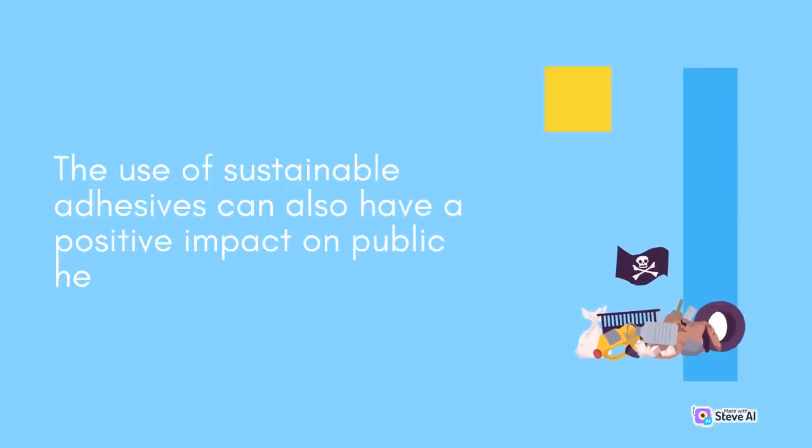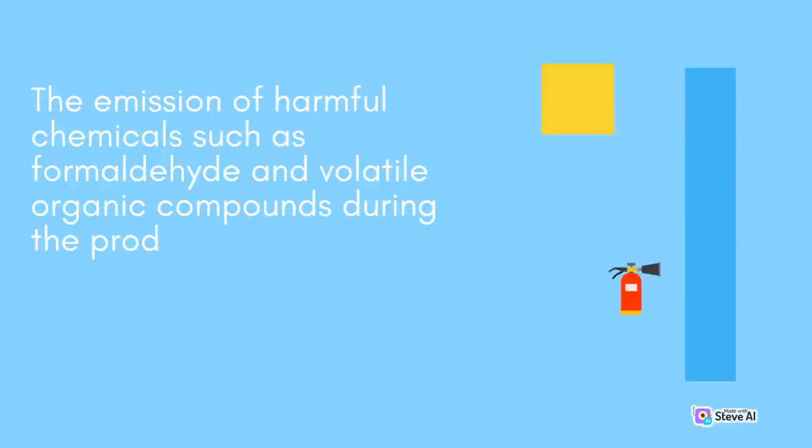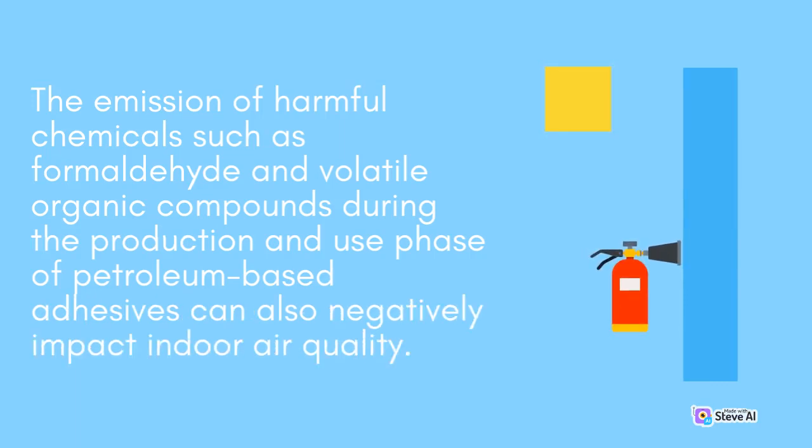The use of sustainable adhesives can also have a positive impact on public health. Petroleum-based adhesives are often associated with various health risks such as respiratory problems, skin irritation, and allergic reactions. The emission of harmful chemicals such as formaldehyde and volatile organic compounds during the production and use phase of petroleum-based adhesives can also negatively impact indoor air quality.